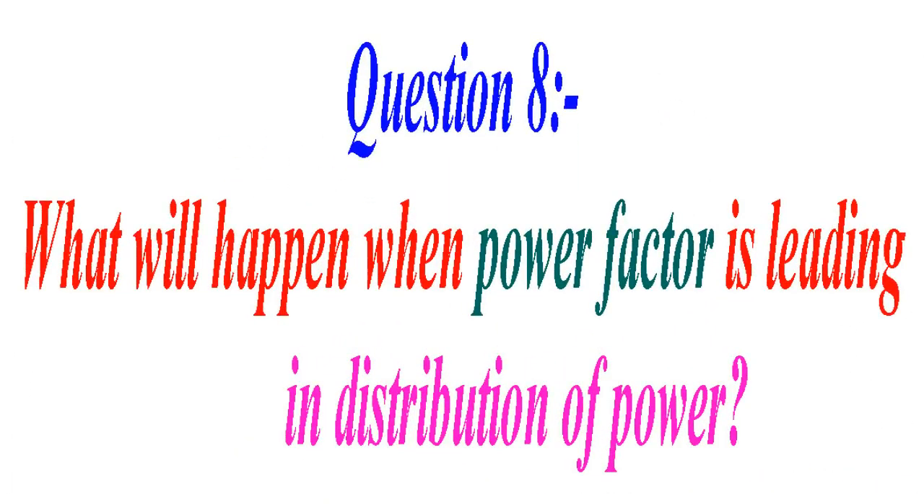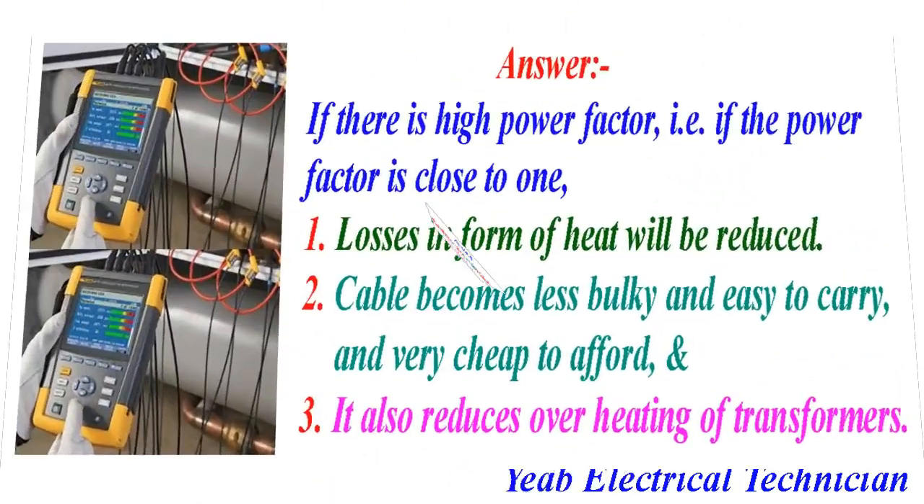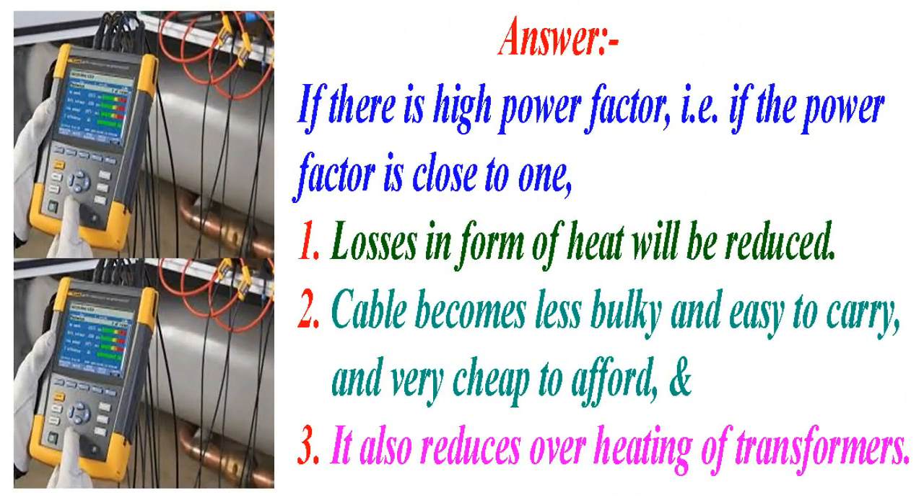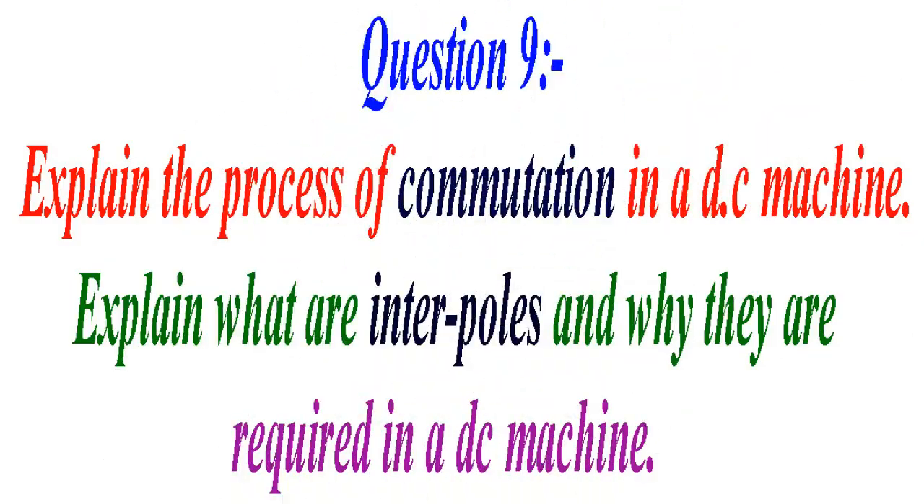What happens when power factor is leading in distribution of power? If there is a high power factor, that means if the power factor is close to 1, first, the loss in the form of heat will be reduced. Second, cable becomes less bulky and easy to carry and very cheap to afford. And the third one, it also reduces overheating of transformers.